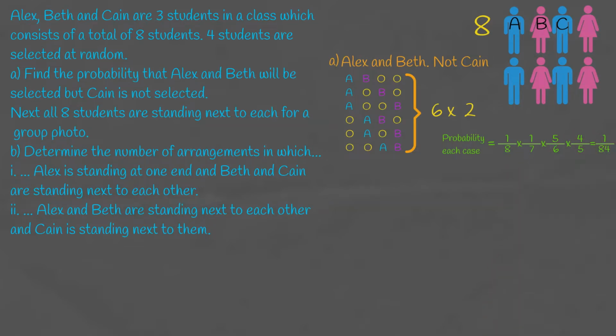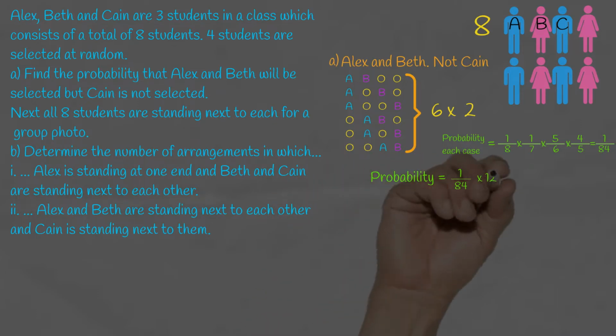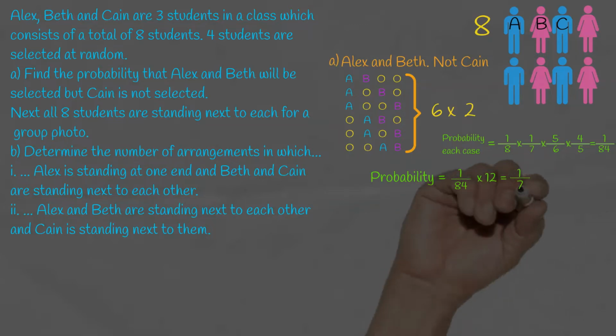And if you look down the rest of the rows, you'll see that that's the same for each row. So if we times 1/84 by 12, we'll get the final answer, which is 1/7.